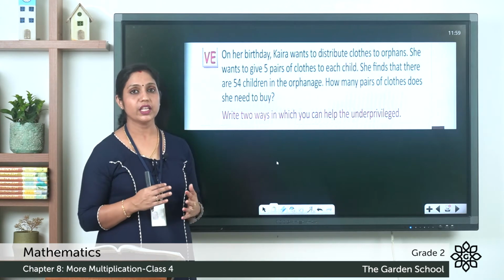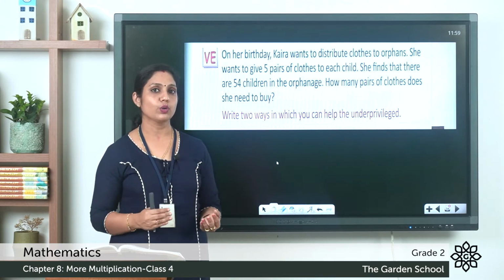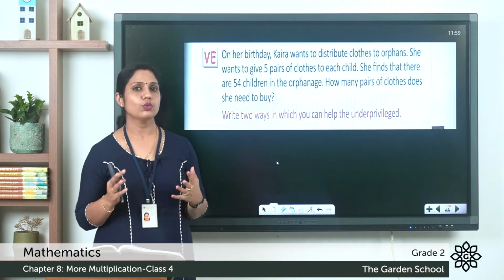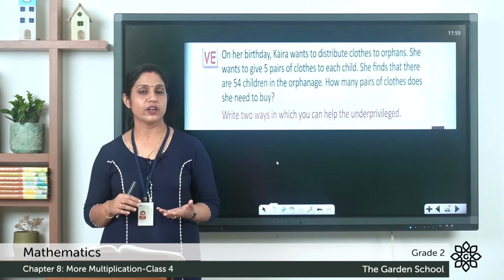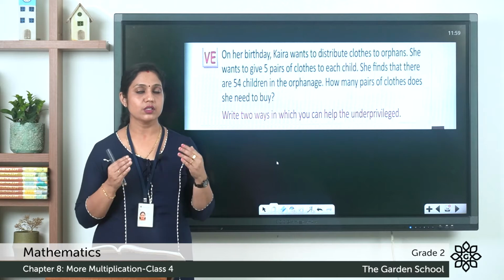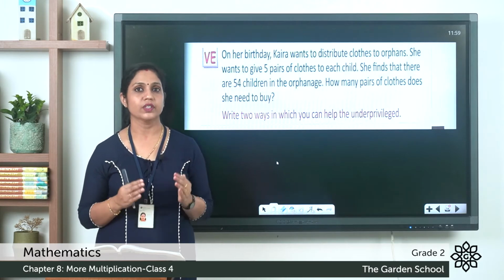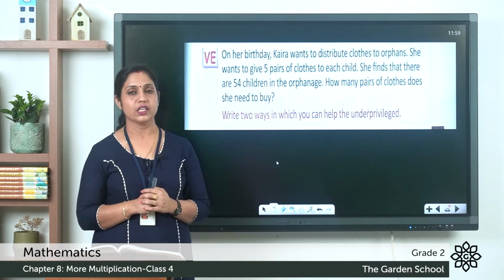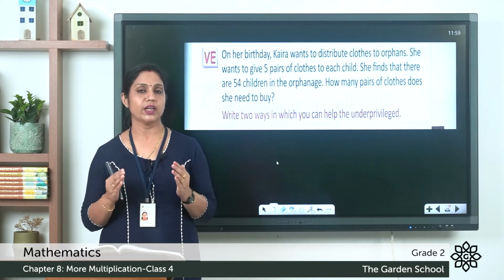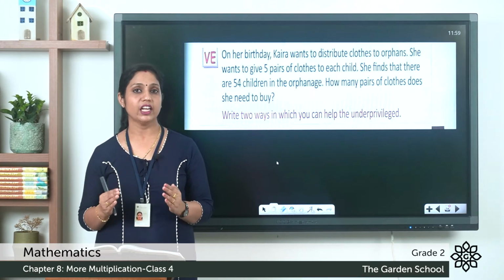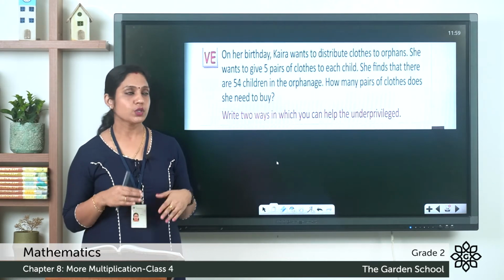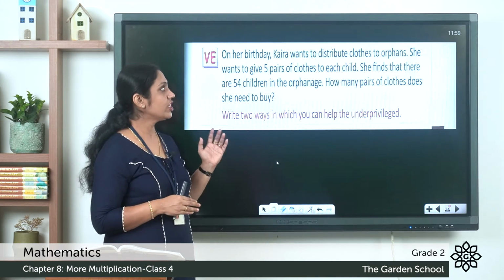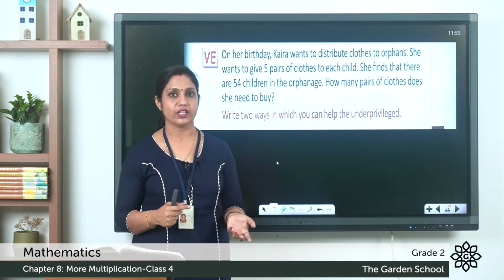Kara, on her birthday, wants to distribute clothes to orphans. So, who is an orphan? The children who don't have parents, that is, who don't have a mother and father. They are called orphans, and usually they are taken care of by organizations and they live in the orphanage. So this Kara wants to distribute clothes to orphans.